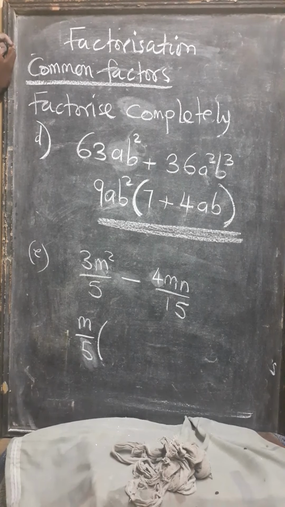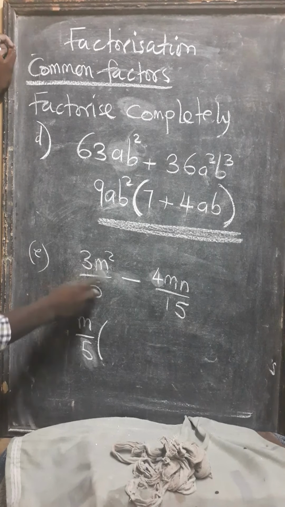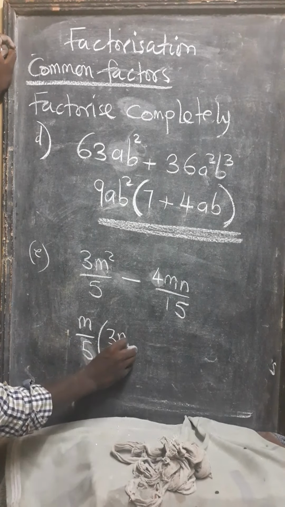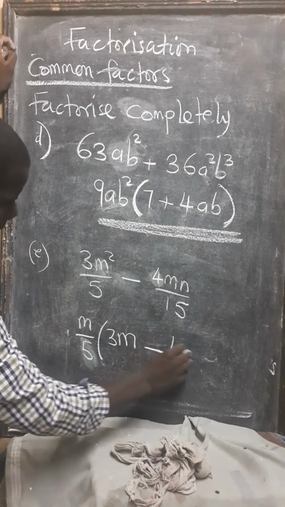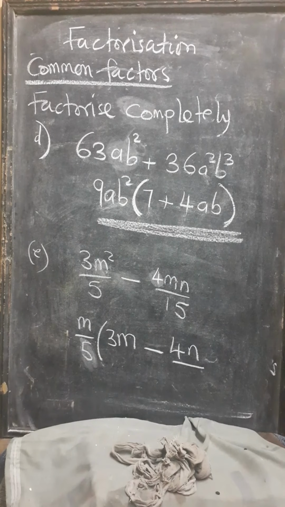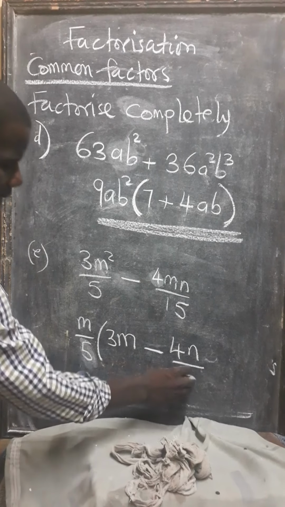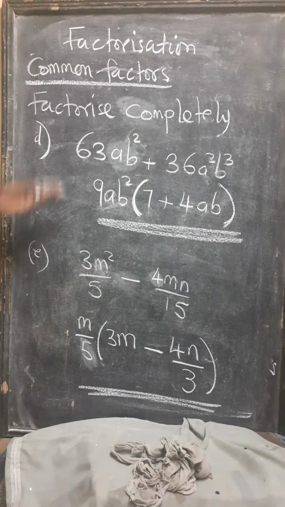Then we open our brackets. So here when we removed on the numerator, 1m is outside. So what are we remaining with? The 3 is unchanged there and 1m will be there. Minus 4n. Then take note. This has to be divided by the common factor, which is 5. When you divide this 15 by 5, what do you get? You get 3. So this is what is required of us when we are factorizing using the common factor method.